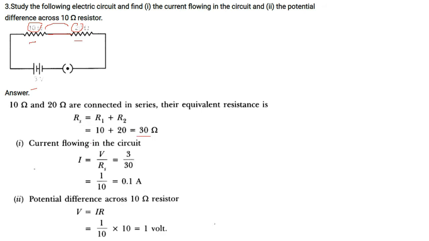Now what is the current flowing in the circuit? The combined resistance we found to be 30 ohm, and the voltage is 3 volt. The current I equals V by R. So this is 3 by 30, that is 1 by 10, which is 0.1 ampere. And the potential difference across this 10 ohm will be V equal to IR. The current is 0.1 and the resistance is 10 ohm. So 1 by 10 into 10 is simply 1 volt.